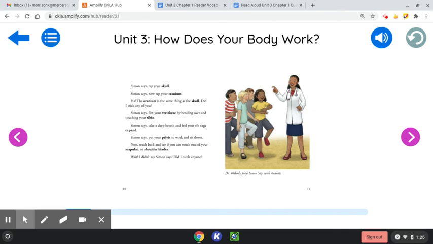Did I catch anyone? And then our photo over here of them playing Simon Says, and the caption says, Dr. Wellbody plays Simon Says with students. Okay, so you guys are going to answer the questions on your question sheet. If you need to rewatch this or pause this to make sure you get all your questions done, that's fine. And then make sure you're turning it in when you're finished.